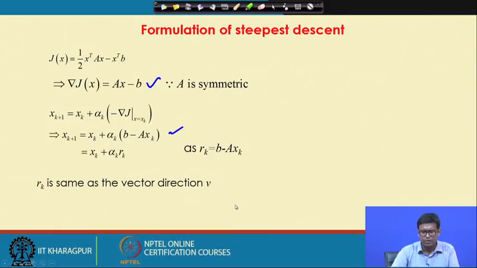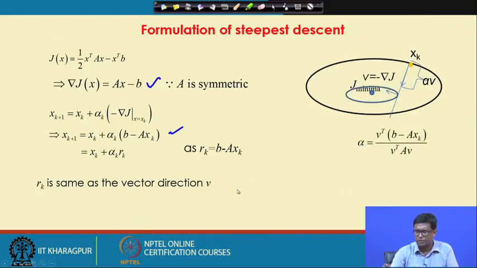r k is the same vector as the vector in the direction v. r k and v are the same, because we have written earlier that v is equal to minus grad j. Now we have seen that minus grad j is r k. So, r k and v are the same.